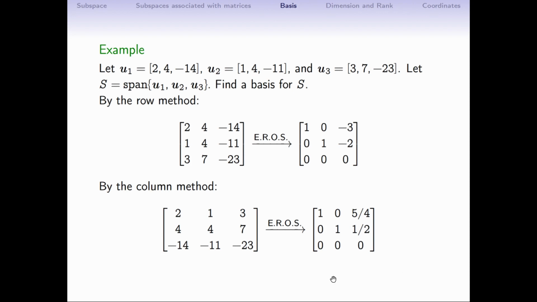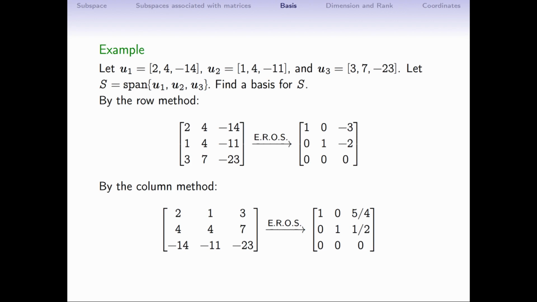By the column method, I take the same vectors u1, u2, and u3, but this time I insert them into the matrix as columns, as the columns of A. I row reduce the matrix and get its reduced row echelon form. Now in this case, I interpret the answer differently. I look for the columns that contain leading ones, in this case column 1 and column 2. Then I go back to the original matrix and I say, therefore, column 1, vector u1, and column 2, vector u2, form a basis for S.